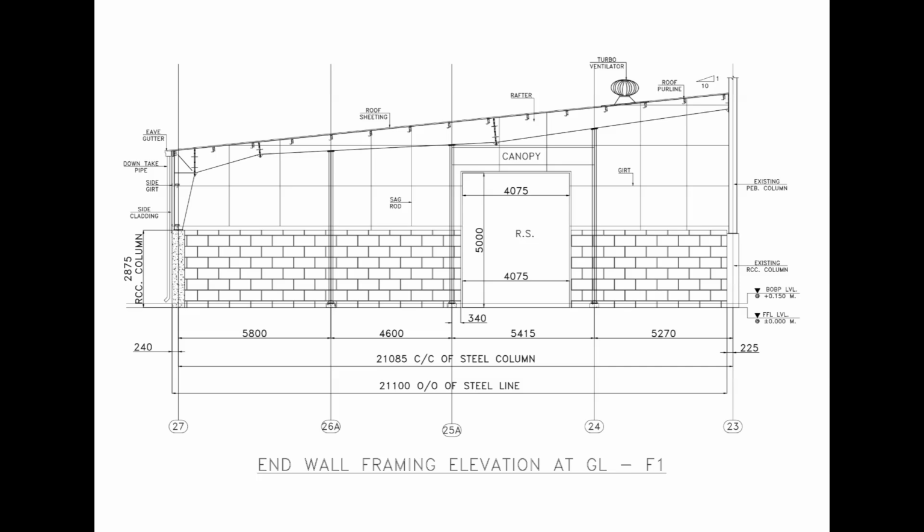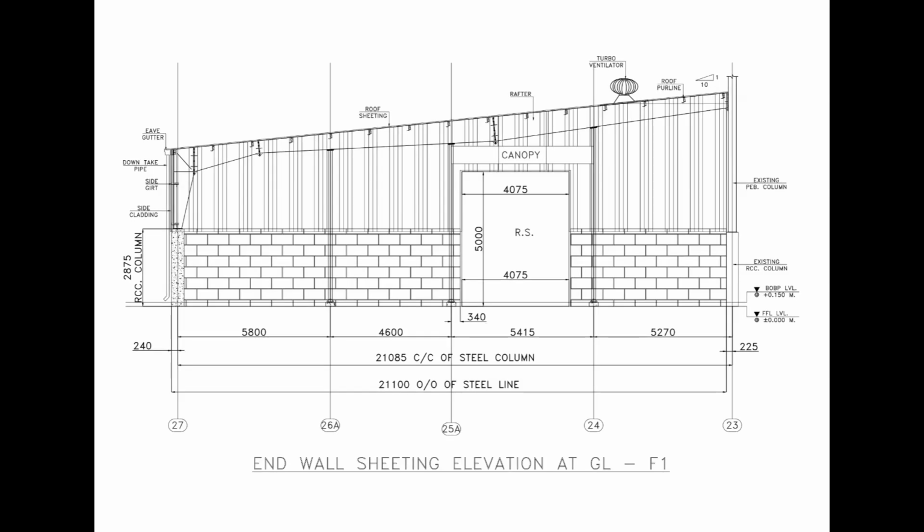The drawing also identifies the main rafter, roof purlins, goats, sag rods, roof drainage components, and the existing PEB and RCC columns. The base of the new steel columns is shown at plus 0.150 meters relative to finished floor level. This drawing is important for coordinating the structural framing around the large door opening.